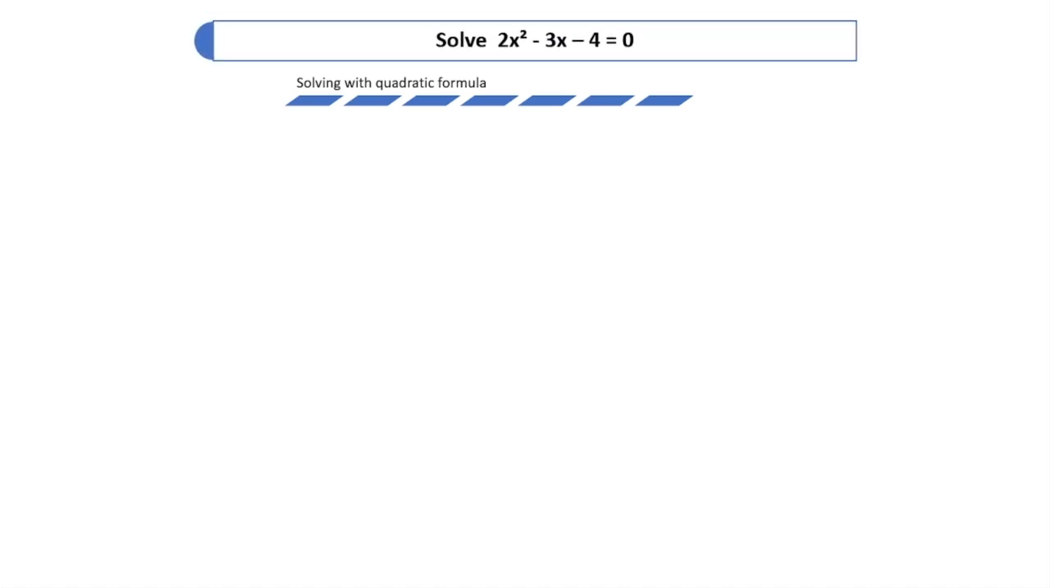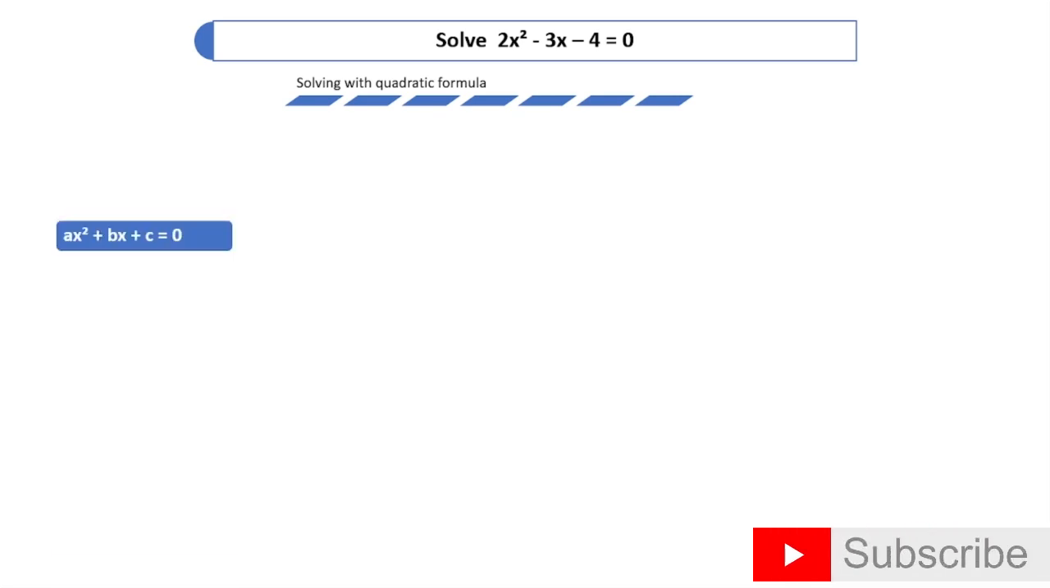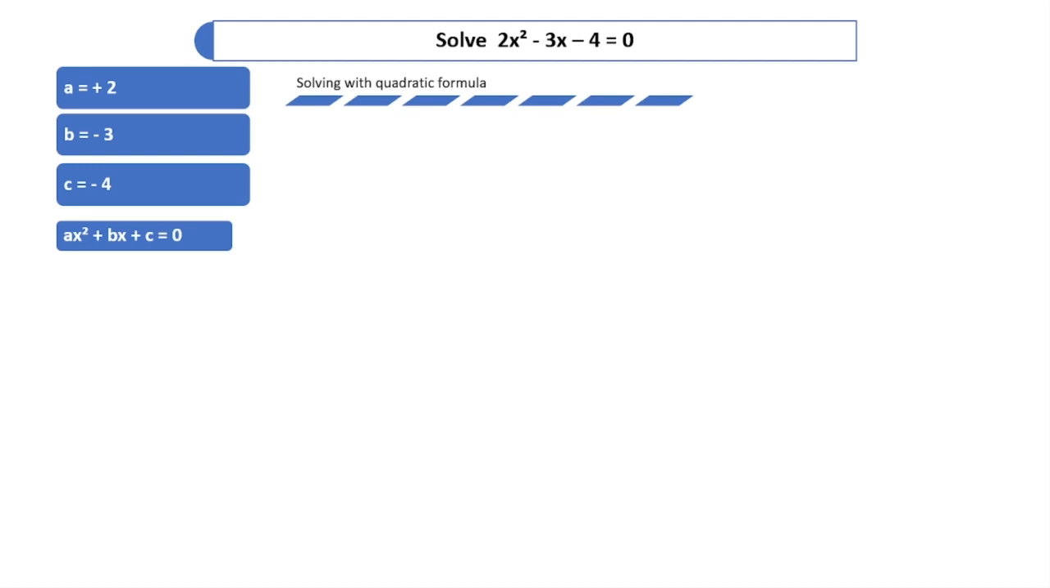We're going to be solving this second question using the quadratic formula, which is the almighty formula. The question says 2x squared minus 3x minus 4 equals 0. To solve the question, the first thing we are going to consider is whether the equation matches the standard quadratic equation, which is ax squared plus bx plus c. When it matches, then we can proceed by assigning each number to its variable. In this case, our a is 2, our b is minus 3, and our c is minus 4.